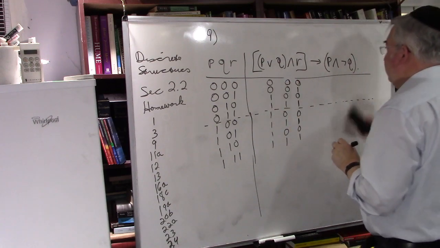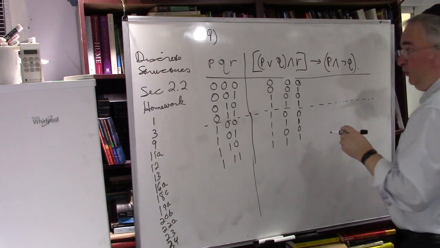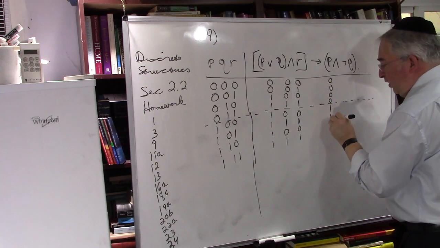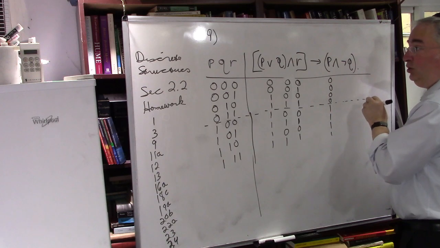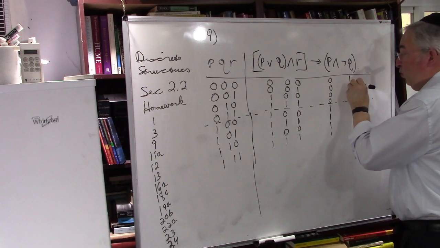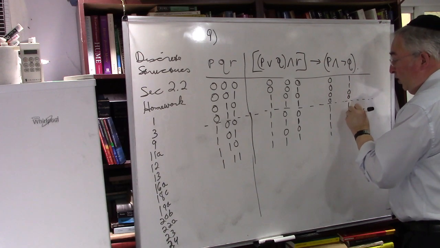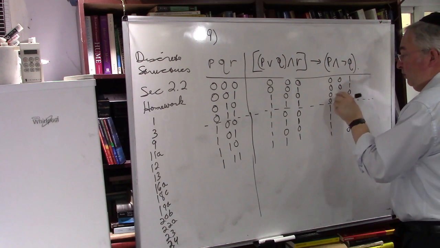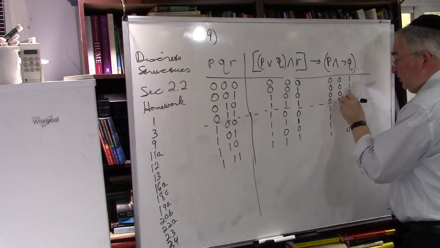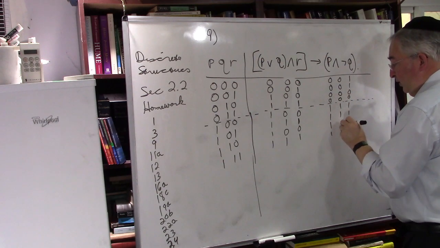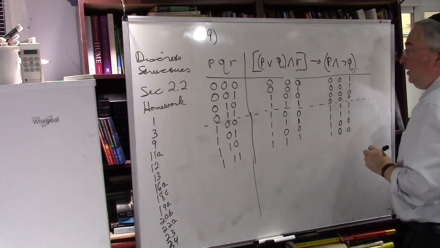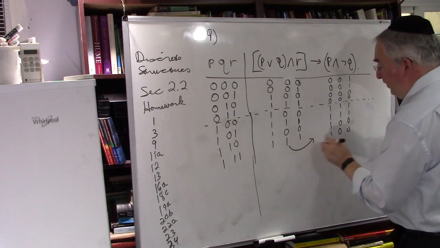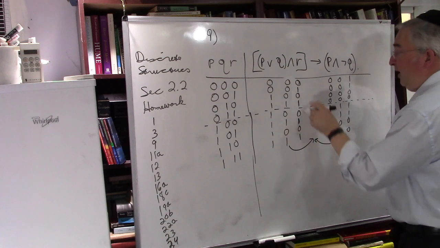Okay, great. Now let's do P and not Q. We can do P, just copy P right there, 0, 0, 0, 0, 1, 1, 1, 1. Not Q is 1, 1, 0, 0, 1, 1, 0, 0. AND is 0, 0, 0 and 0 is 0, 0 and 0 is 0, 1, 1, 0, 0. Okay, and now we're going to compare this guy and this guy, and we're going to do arrow of it.